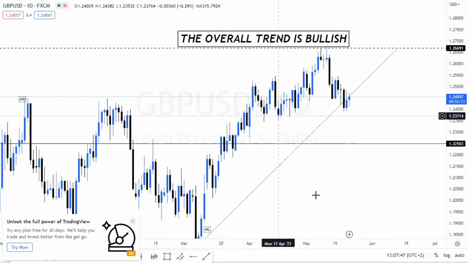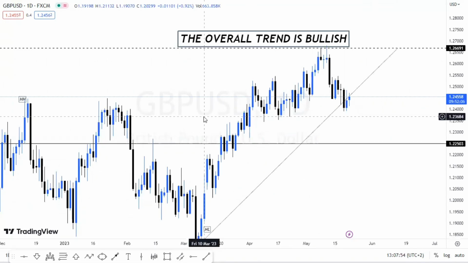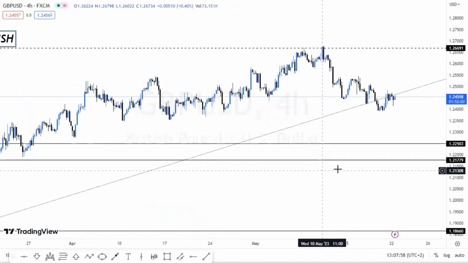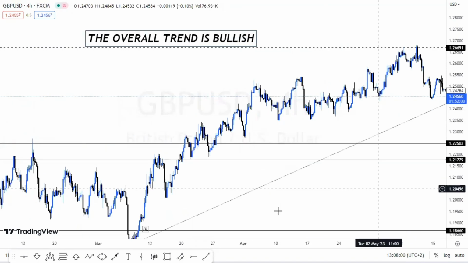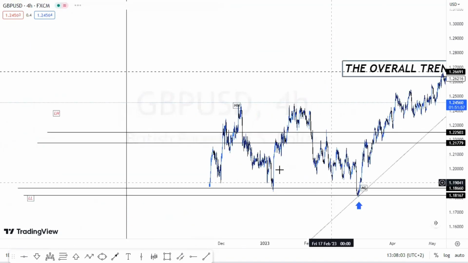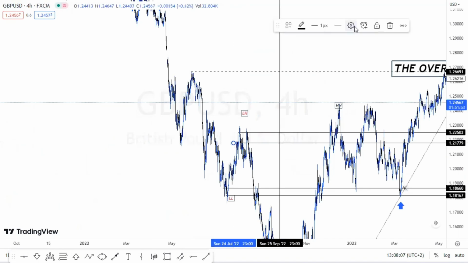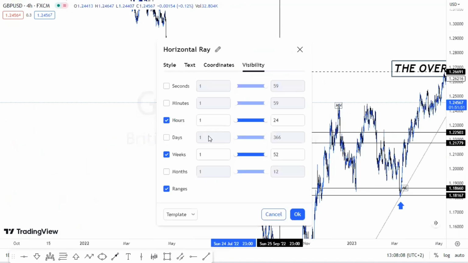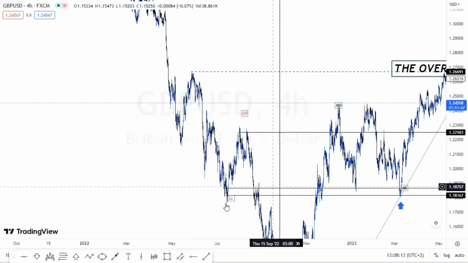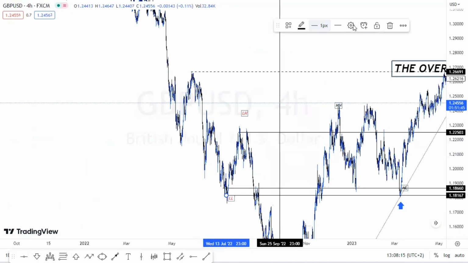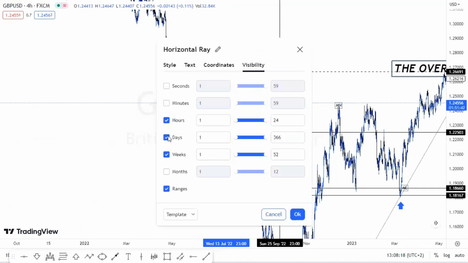So let's try and zoom in and get down to the 4 hour and see the market price action, see what is happening. Let's see what's happening on the 4 hour.